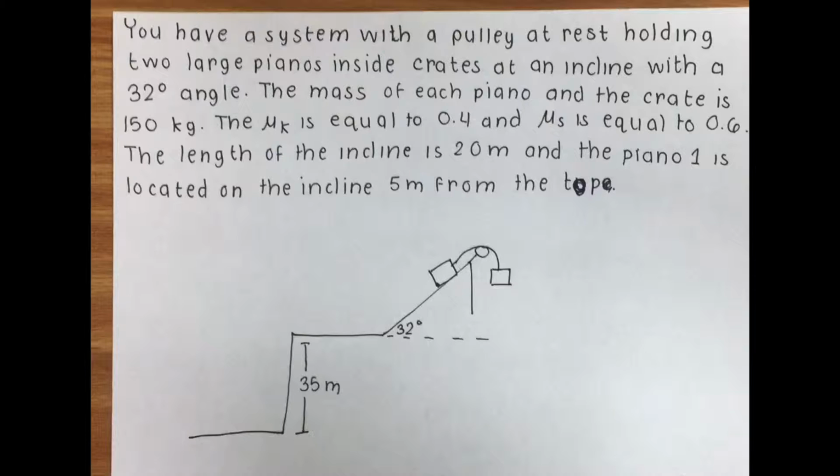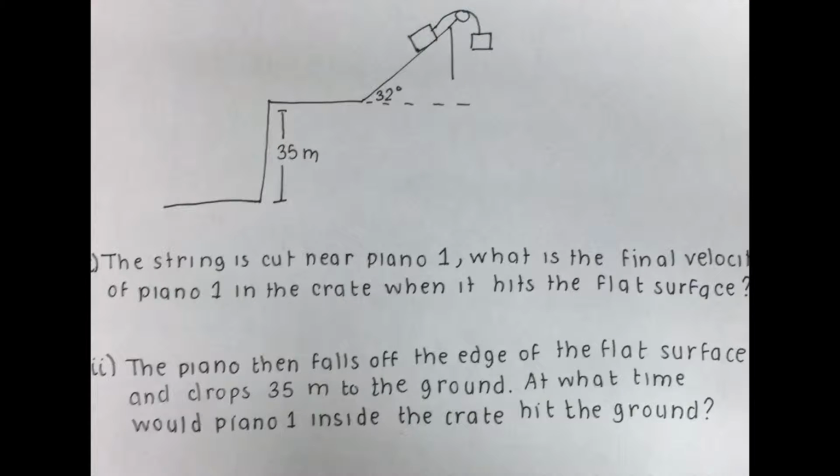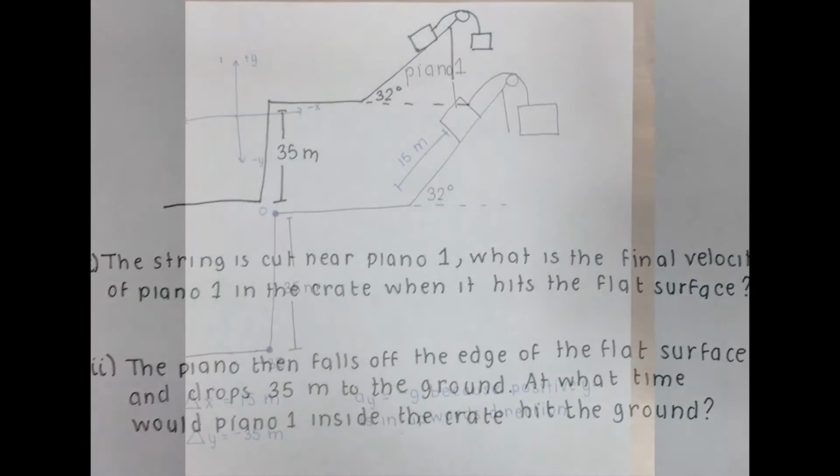The length of the incline is 20 meters and piano 1 is located on the incline 5 meters from the top. Part A. The string is cut near piano 1. What is the final velocity of piano 1 in the crate when it hits the flat surface? Part 2. The piano then falls off the edge of the flat surface and drops 35 meters to the ground. At what time would piano 1 inside the crate hit the ground?